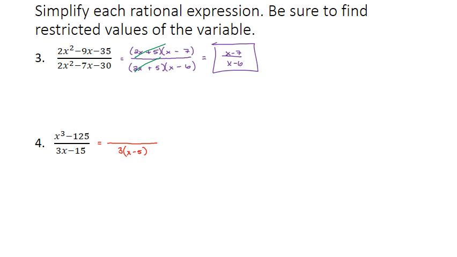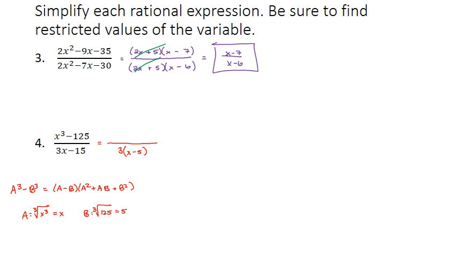Now the x cubed minus 125, that's that difference of cubes formula I gave you earlier, that said a cubed minus b cubed is equal to a minus b times a squared plus ab plus b squared. So in this case, we could say that a is the cube root of x cubed, which is x, and b is the cube root of 125, which is 5. We saw one very similar to this earlier, but it's just a difference this time.